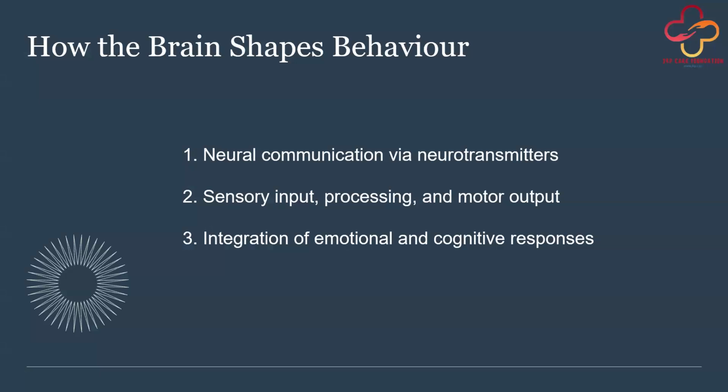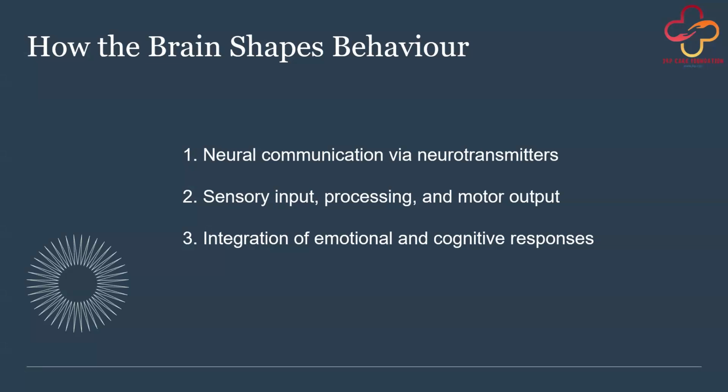So how does the brain shape behavior? First thing is neural communication via neurotransmitters. In our brain, we have neurons. Last session we were discussing it. These neurons communicate with each other, and the communication channels are connected by neurotransmitters. Then sensory inputs, processing and motor outputs affect our behavior.